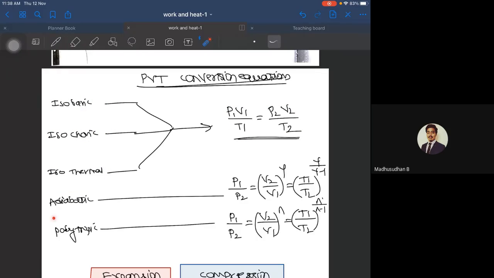Adiabatic and polytropic have similar expressions. It is always P1 by P2 and always V2 by V1. So P1 by P2 equals V2 by V1 whole to the power of gamma, which equals T1 by T2 whole to the power of gamma divided by gamma minus 1. See, P and T always match. If it is P1 by P2 here, it is also T1 by T2 here. Keep this in mind.